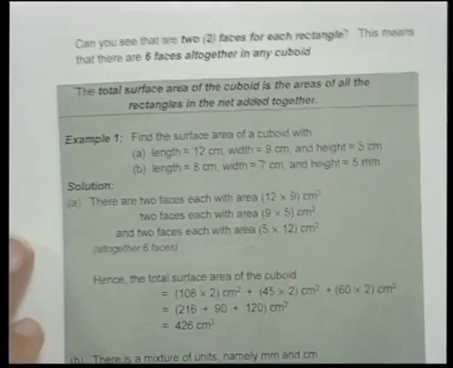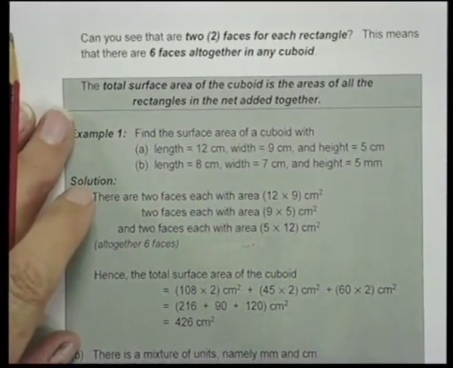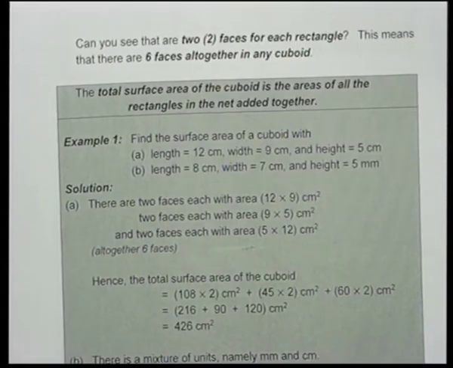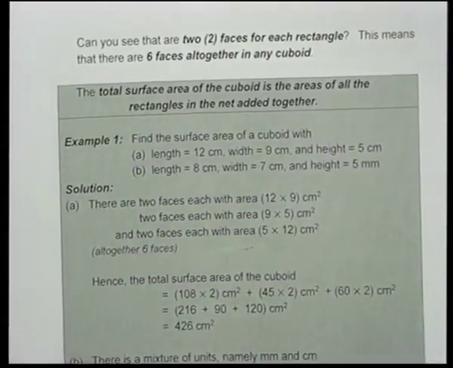Right, I think we can stop here, then we can carry on with the next one on the total surface area of the cuboid and the area of the rectangles in a net that are added together. So we will carry on with that next.